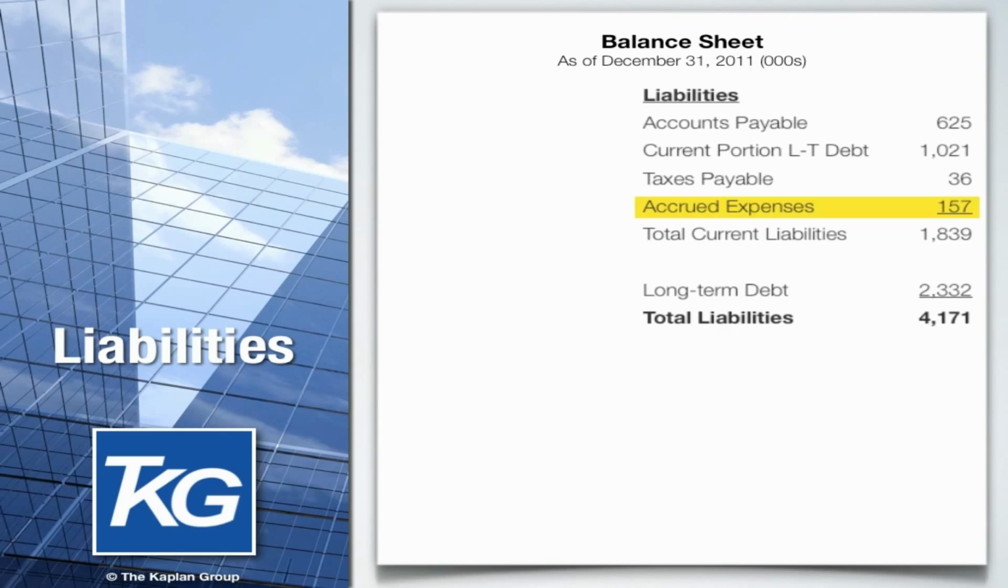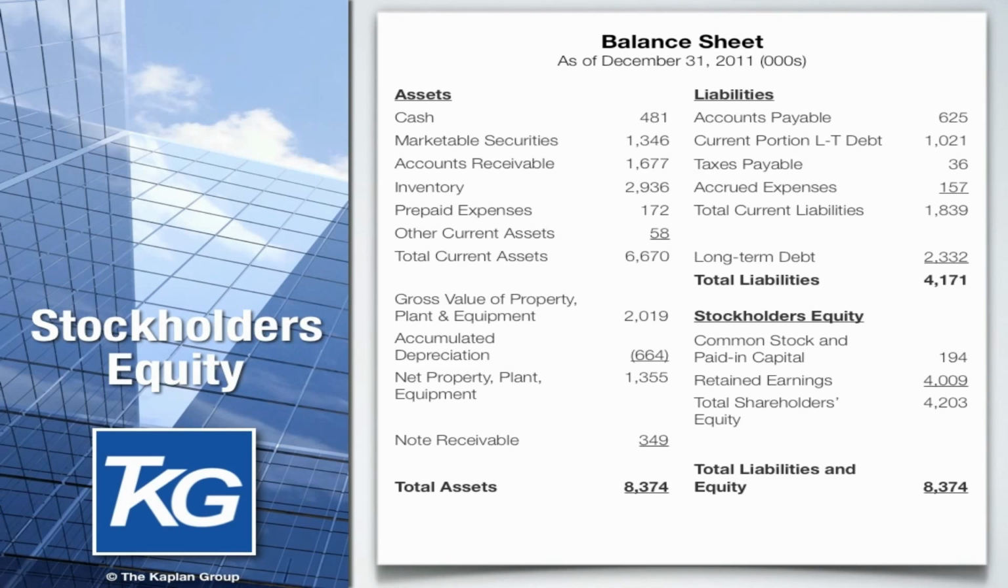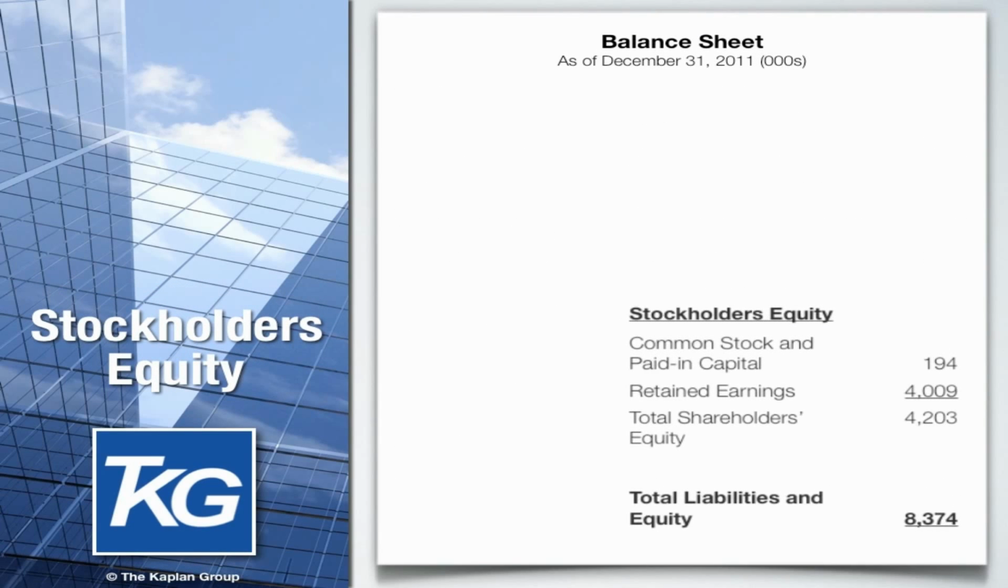Adding up all these current liabilities, also known as short-term liabilities, shows a total of $1,839,000 for this company. This company also had some long-term debt that does not have to be paid back in the next 12 months. So that's reported as a long-term liability. We add the long-term liabilities to the current liabilities and we get the total liabilities of $4,171,000.